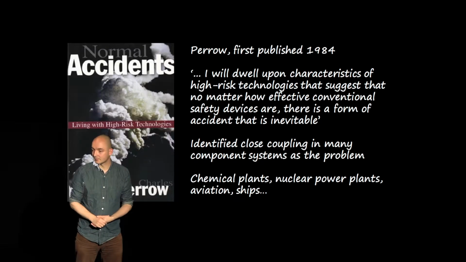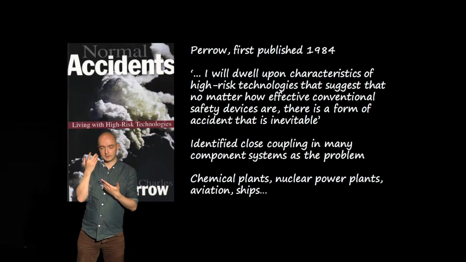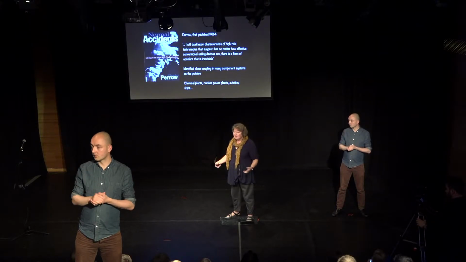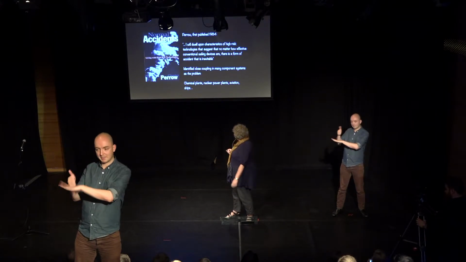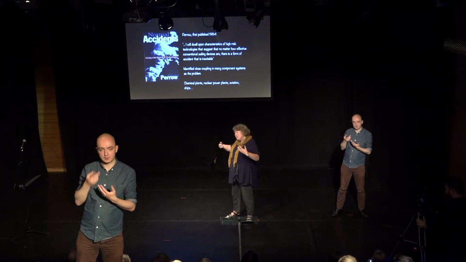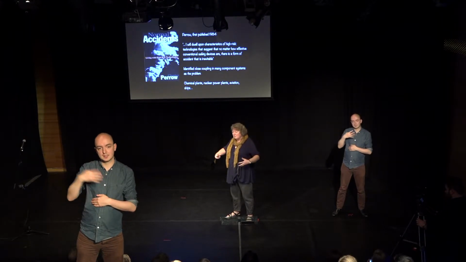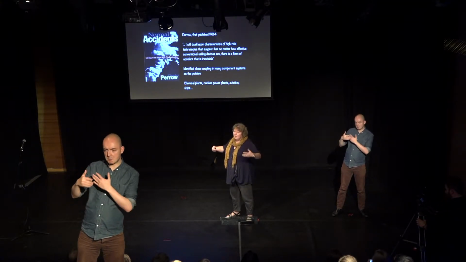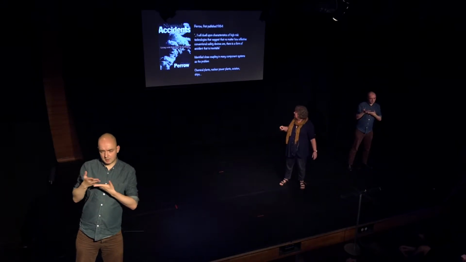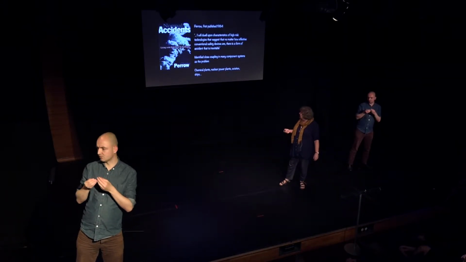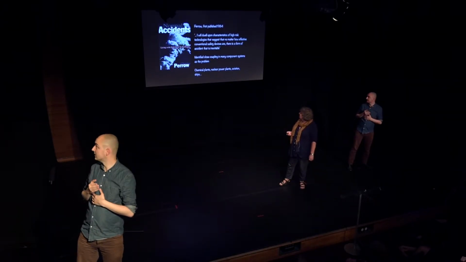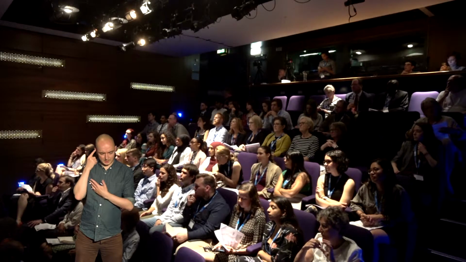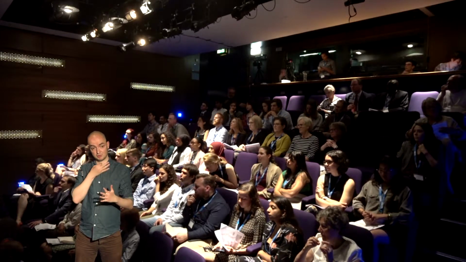Now, people started to think about this, first of all, when they started to build big nuclear plants, big chemical plants. And a really good book, there's a bunch of books on it now, is Perrow's work, 1984, okay? So the timing is when people started to have these big plants and big, complicated shipping, transport, aviation, these kinds of things. And he did some studies of these things, and it's worth just reading what he said. He said, I'll dwell upon the characteristics of high-risk technologies that suggest that no matter how effective conventional safety devices are, there is a form of accident that is inevitable.